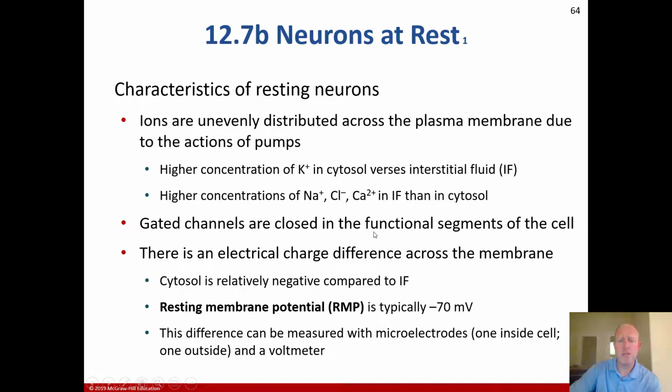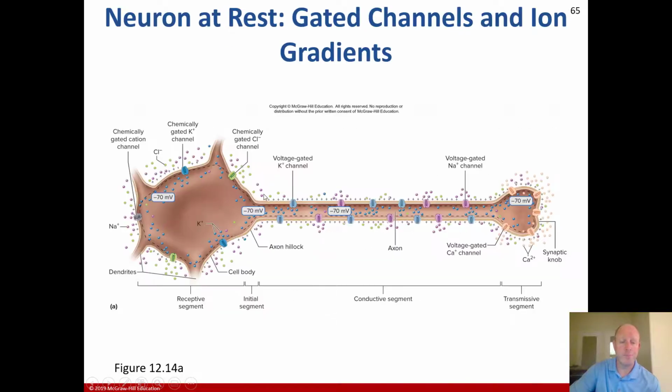Gated channels are closed in the functional segments of the cell. There's an electrical charge difference across the membrane of that cell. The cytosol is relatively negative compared to the interstitial fluid, and the resting membrane potential is typically negative 70 millivolts. You don't have to worry about that exact number, but that's technically true. The difference can be measured with microelectrodes, one inside the cell and one outside, and a voltmeter to measure it.